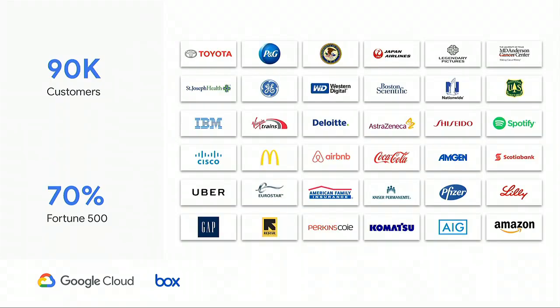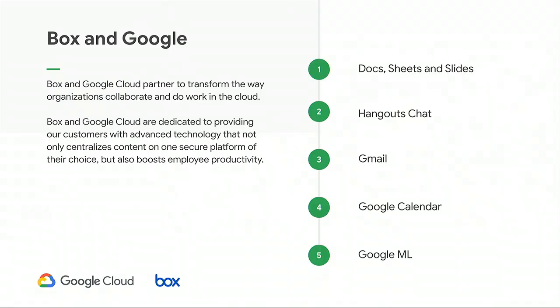So today, we have over 90,000 customers who are leveraging the Box platform, and over 70% of the Fortune 500. We have a diverse range of customers from highly regulated industries like the federal government to companies of all sizes like Coca-Cola and Spotify. And the Box and Google partnership enables us to transform the way organizations collaborate and do work in the cloud.